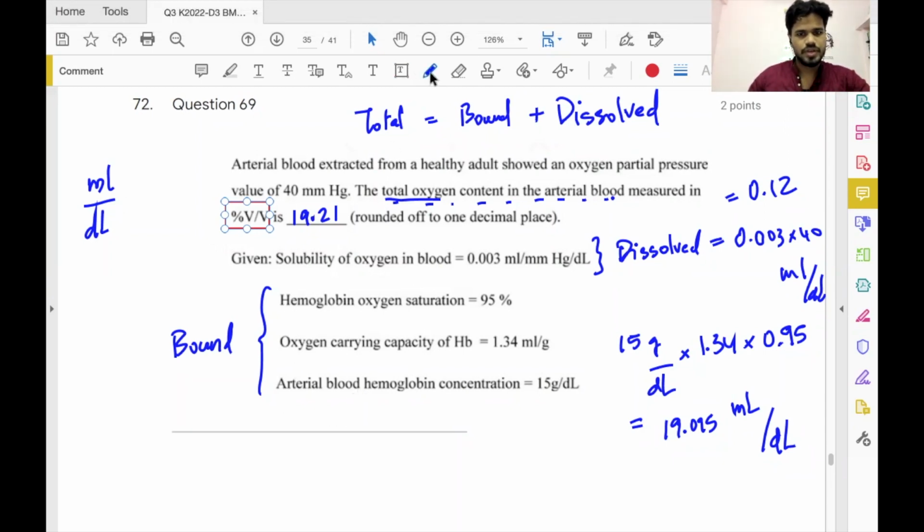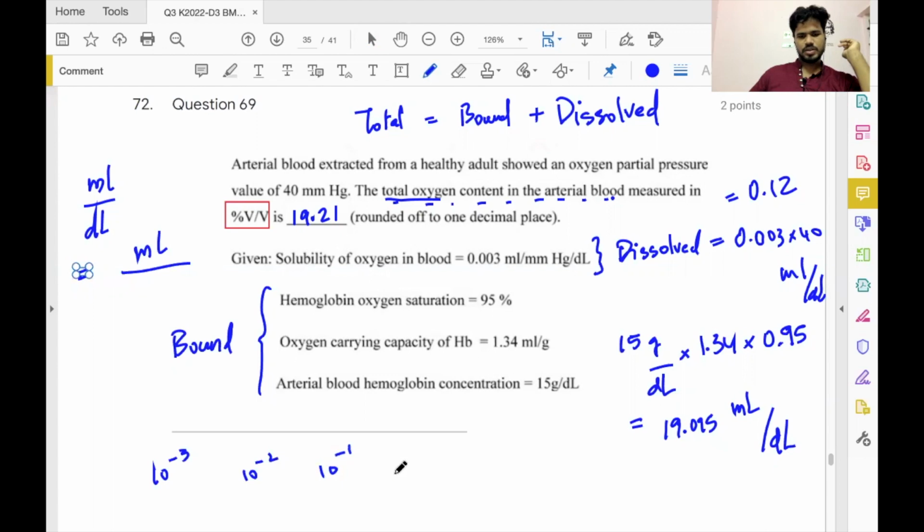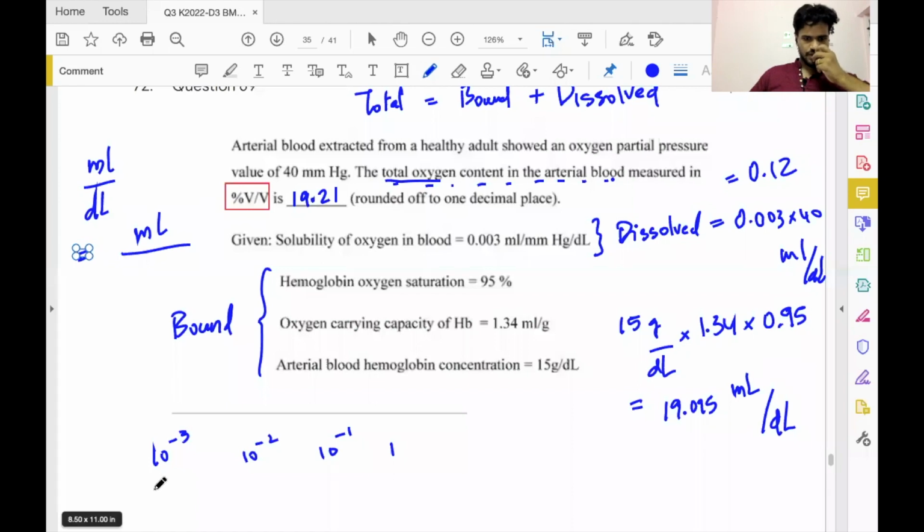So, okay, let's have both of them in common units. So ml per dl, how many ml is 1 dl? Deciliter. See, 10 power minus 3, 10 power minus 2, 10 power minus 1, 1. Right? And we have milli, centi, and deci. So how many ml is 1 dl?